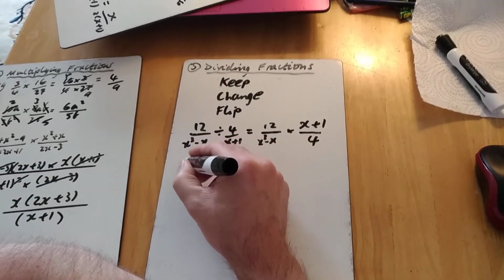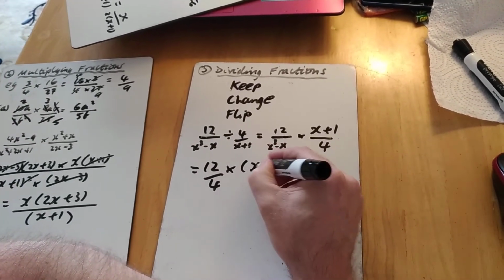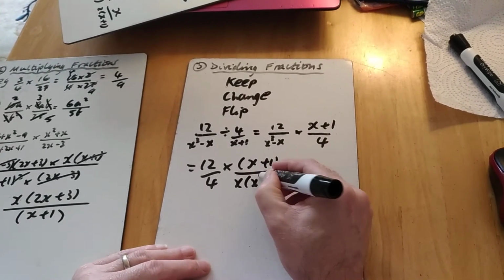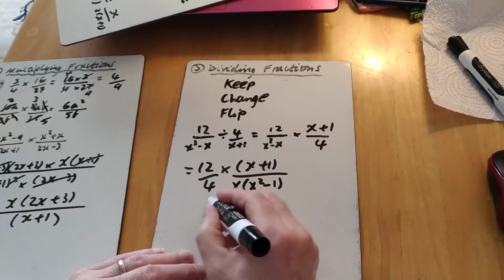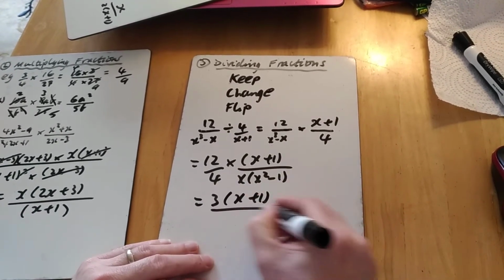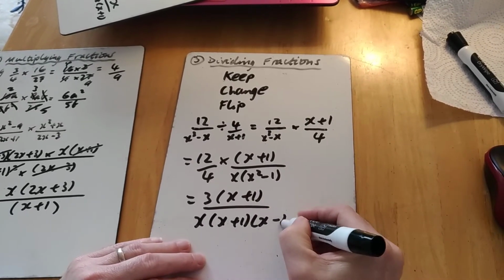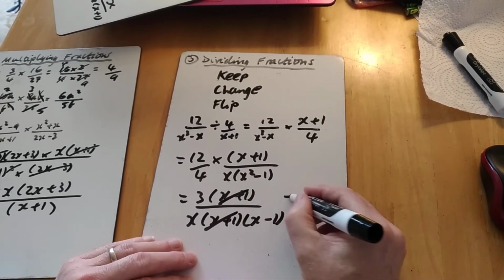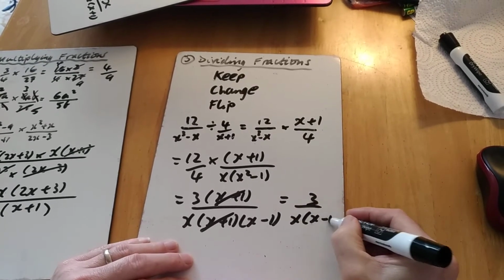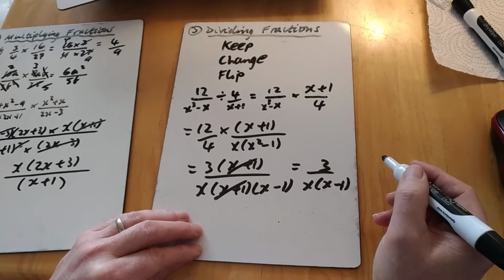I can do 12 over 4 times x plus 1, and on the bottom, x bracket x squared minus 1. That cancels down to give me 3 x plus 1 over x plus 1, x minus 1, a difference of two squares again. Cancel that down, and that leaves me with 3 bracket x minus 1 times the x. Okay?